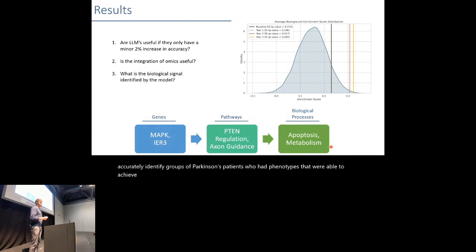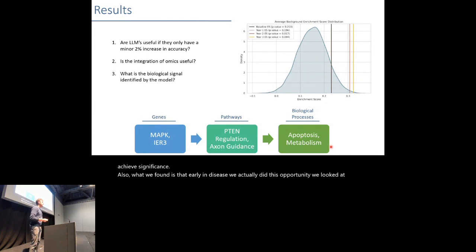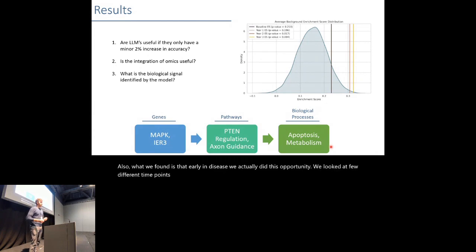We also found that early in disease, since we did this longitudinally and looked at a few different time points, we were only able to find this at about year 2. So we needed to wait for a stronger disease signal in the omic or genomic data sets before we were able to reach significance. We found a couple of genes which we were also able to find in the literature, and some pathways and processes. But the key take-home message is that only using the LLM embeddings were we able to get contextually aware, significant results.